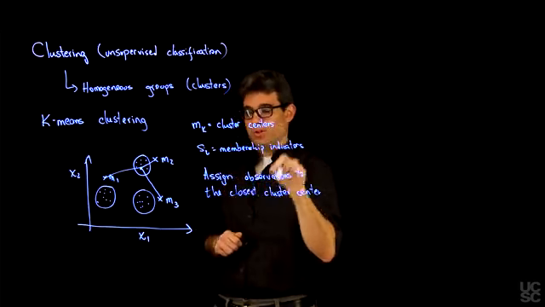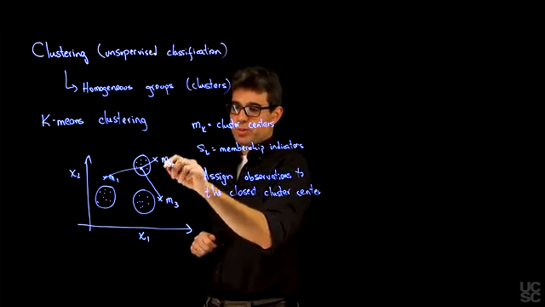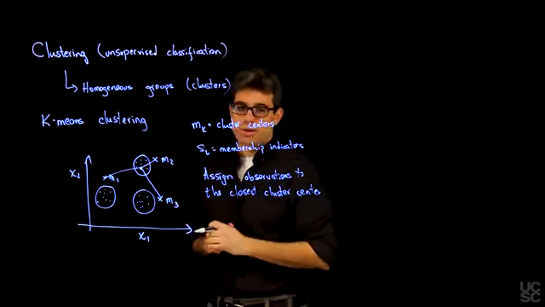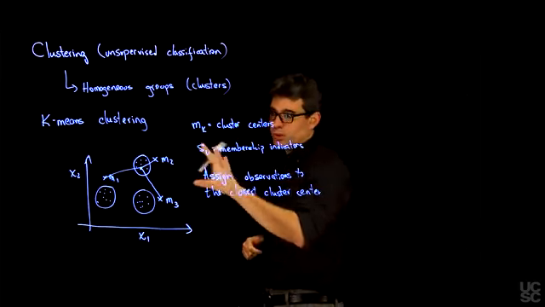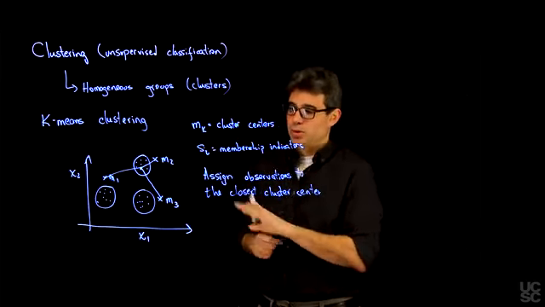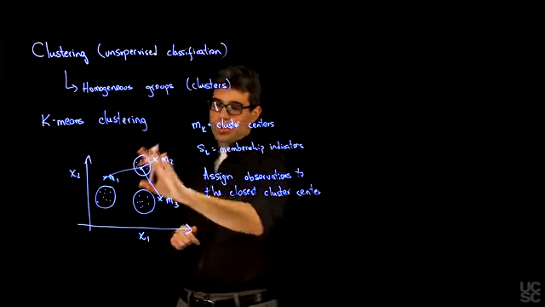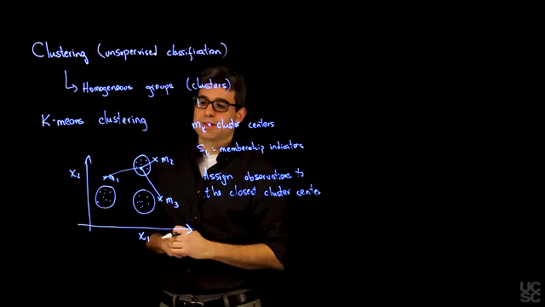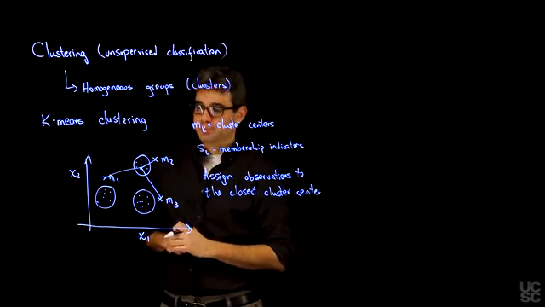And then I just repeat. So now that I know what observations belong to each cluster, then I just recompute what is the cluster center. So I will put this into an algorithm in just a minute, but the rough idea is to iterate between assigning observations to clusters and computing where the center of the cluster is.